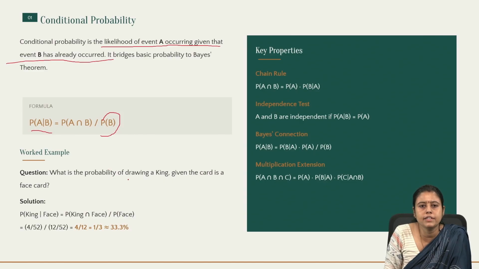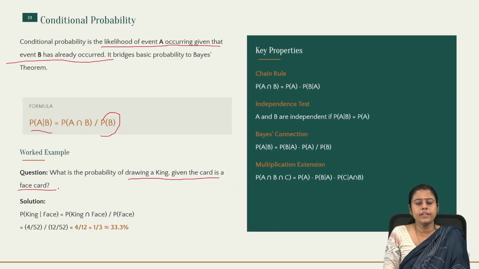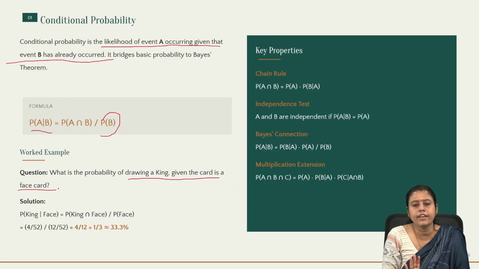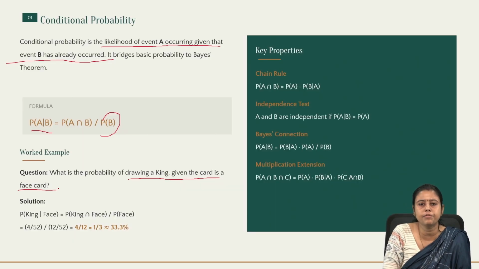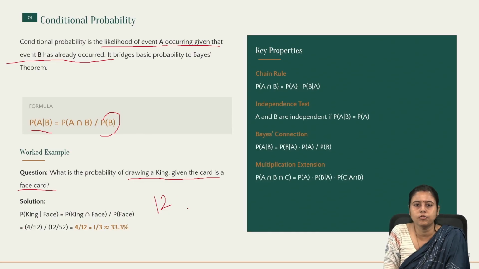What is the probability of drawing a king given the card is a face card? Face card means the card has some face figure. Which cards have the face figure? King, queen, and jack: 4 into 3. So there are 12 cards that have the face figure. How many of them may be the king? King and face. So what is the probability of getting a king?